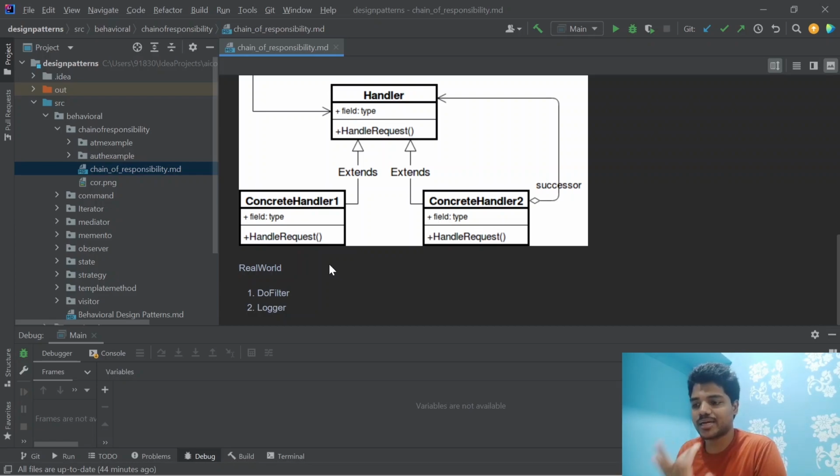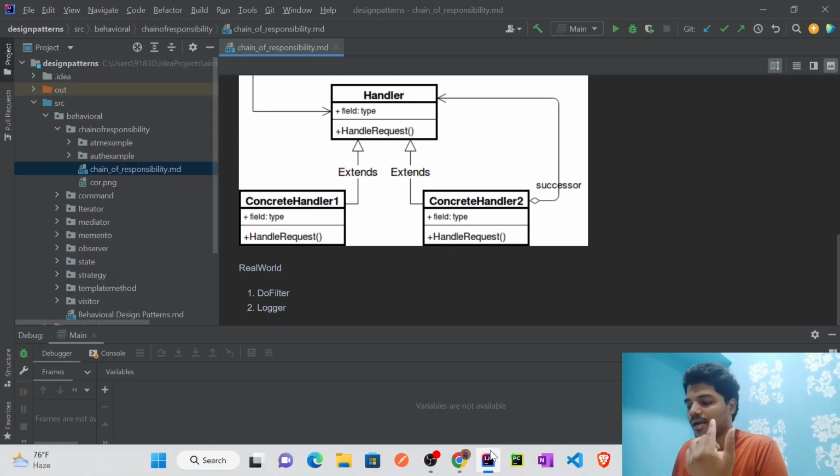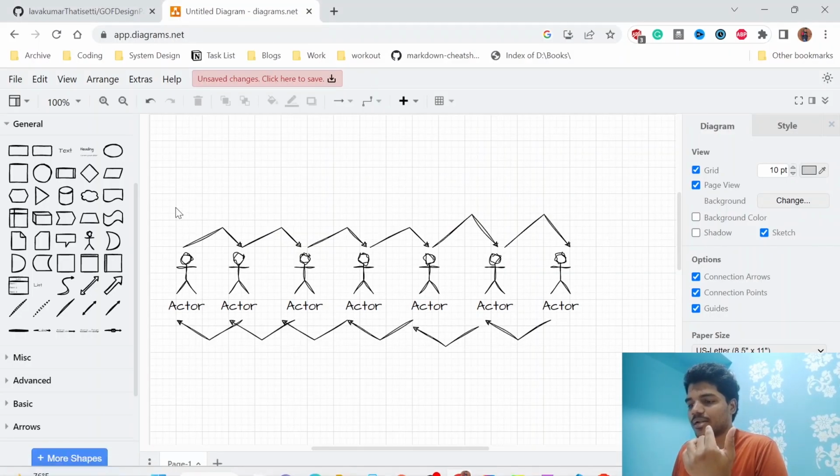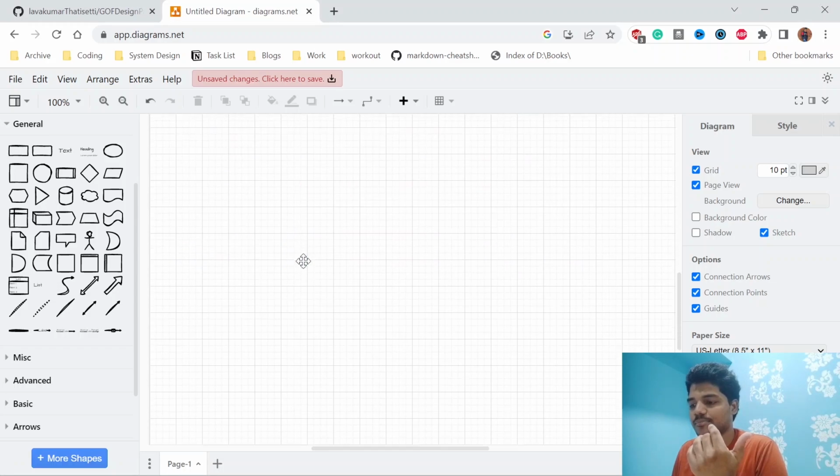One is the filter, and the second thing is the logger. In the logger we know, right, debugging, warning, info. That is exactly how chain of responsibility will work. Now let's talk about it. I have created two examples. One is the ATM, the second is an authentication example. Let's first start with the ATM example, then we can see the authentication example.